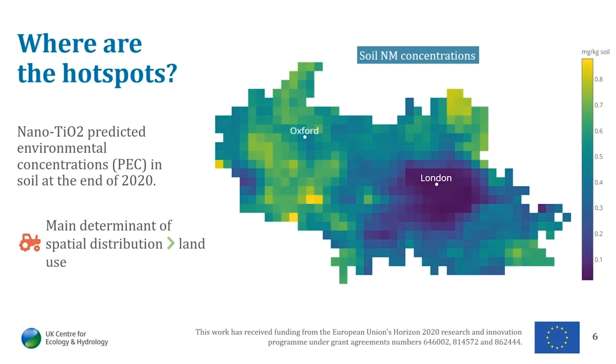And the conclusion we can draw from this is that the main determinant of the spatial distribution of nanomaterials is land use. A key way that nanotitanium dioxide gets onto soils is through the application of sewage sludge, and that's higher in agricultural areas outside of our urban areas, which is why you see low concentrations in urban areas like London and higher concentrations in the rural agricultural areas.